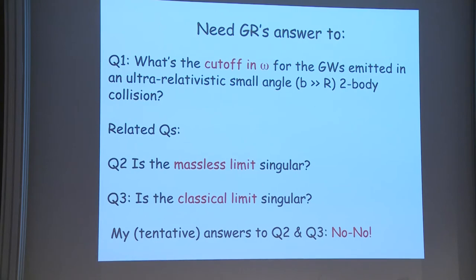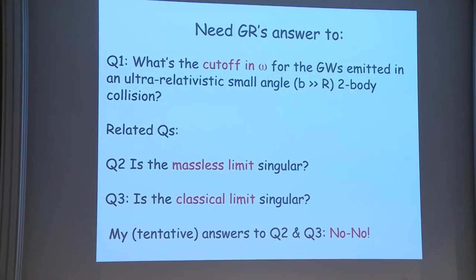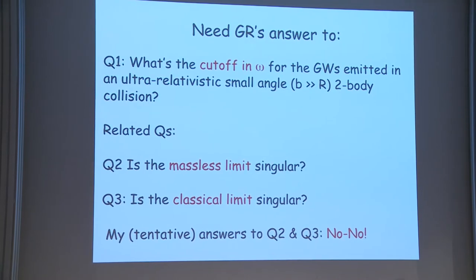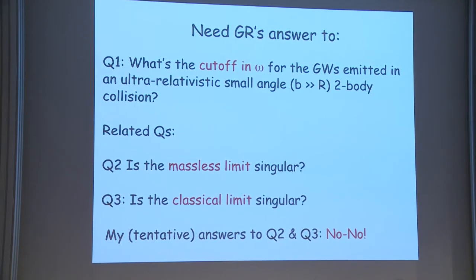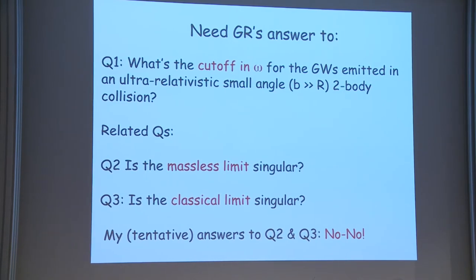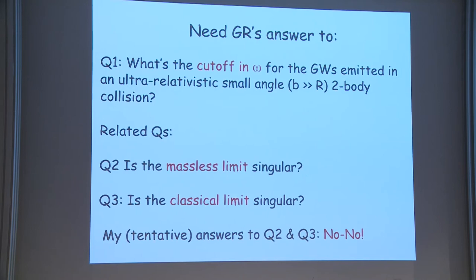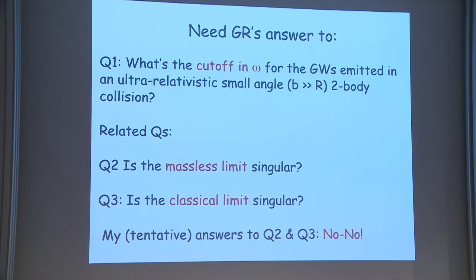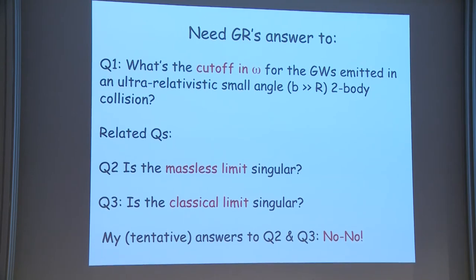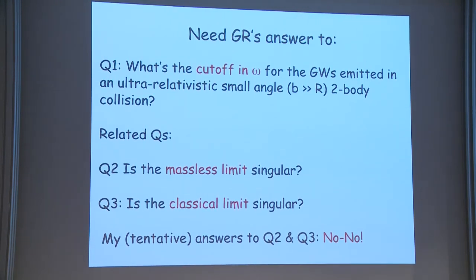Because you could invent all sorts of scales for this cutoff in omega. You could say it's 1 over b, you can say it's 1 over r, or you can take 1 over b times gamma, if the limit m goes to 0 is singular, or you can use quantum mechanics and say that omega cannot be bigger, of course, than E, the total energy, square root of S over h bar. In this case the massless limit is singular, in the second case the classical limit is singular.